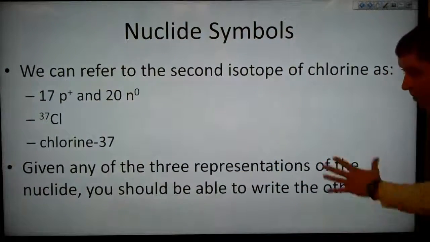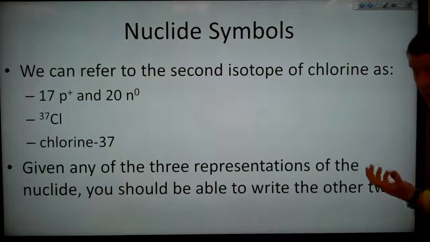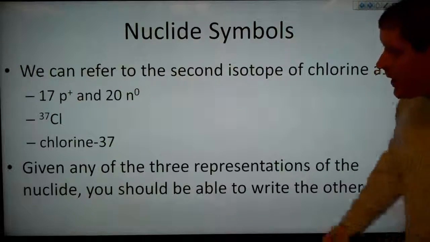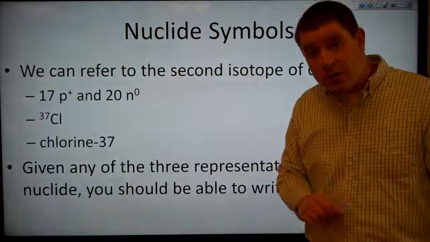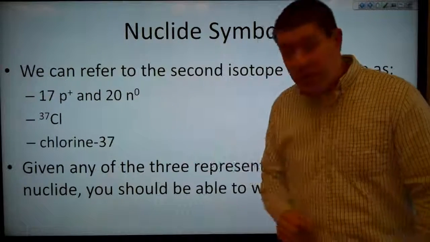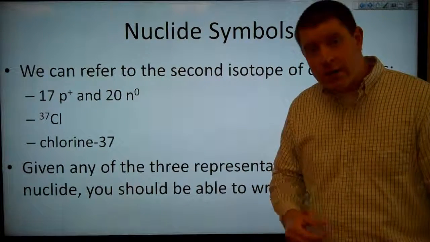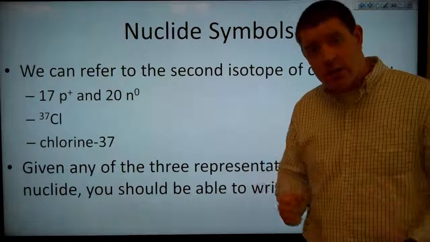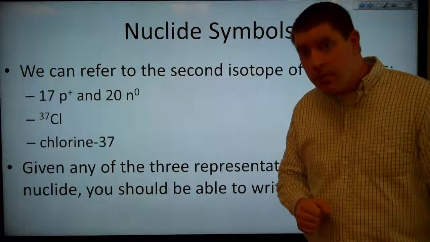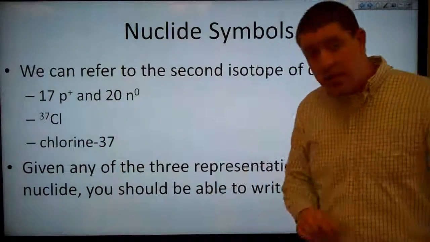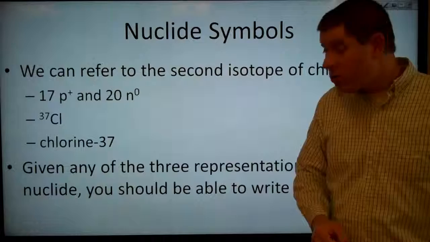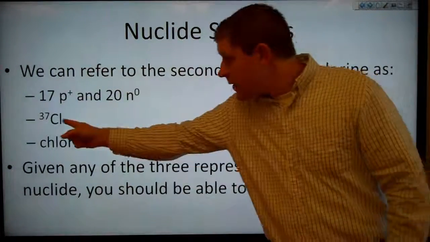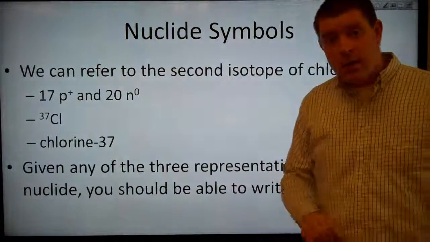And given any of the 3 representations of the nuclide, you should be able to write the other 2. Because again, if we have, say, this symbol, a Cl with a 37 superscripted, we know from the Cl that we have 17 protons, because we look at a periodic table and we see that chlorine's atomic number is 17. And then 37 minus 17 gives us 20. That means that we have 20 neutrons and 17 protons. So we can write this, and given this, we can write that as well.